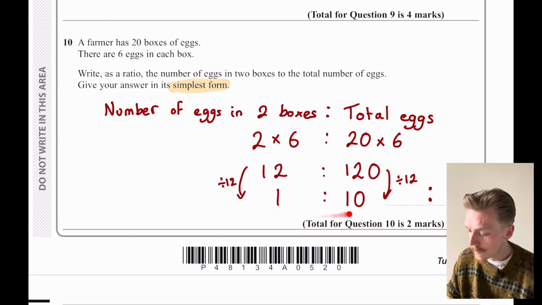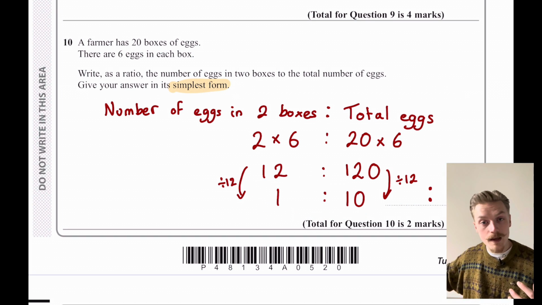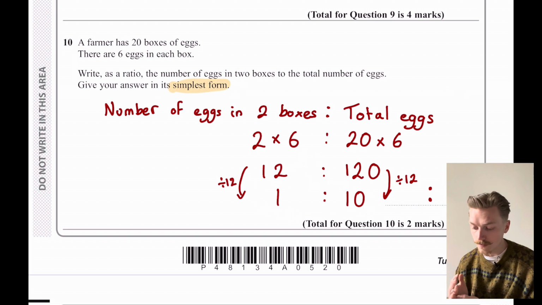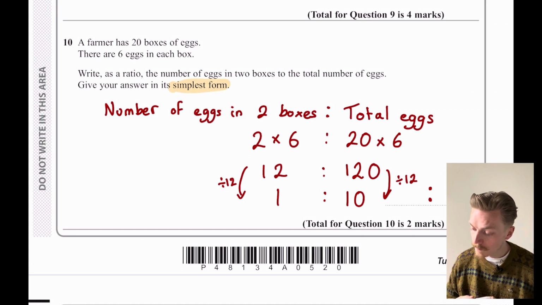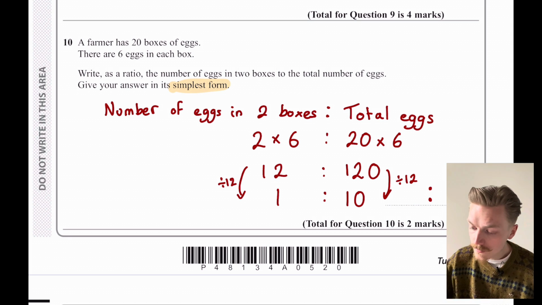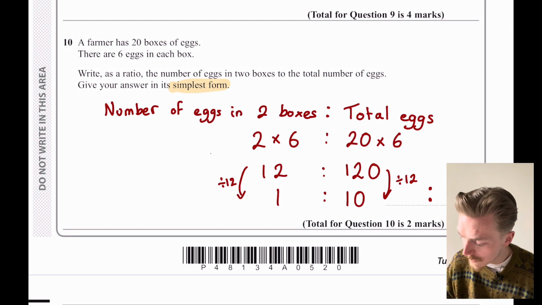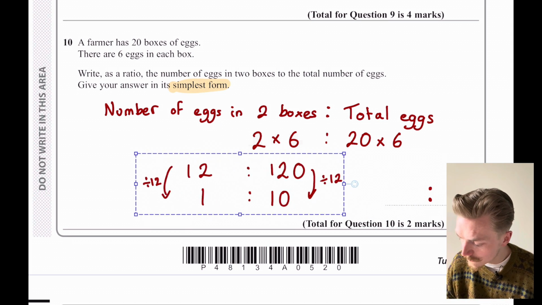And the only common factor of 1 and 10 is 1. So if I divide them both by 1, it's not going to change it. It's still going to be 1 to 10. So that is my final answer in its simplest form.